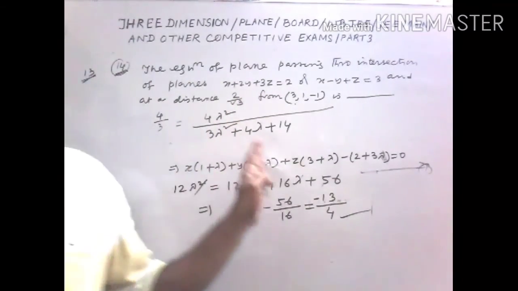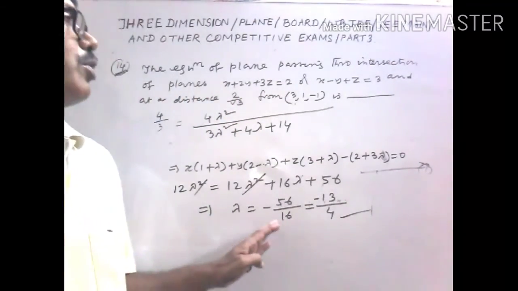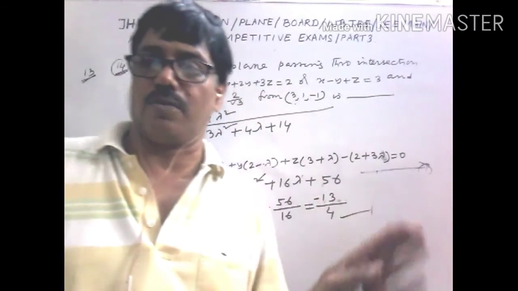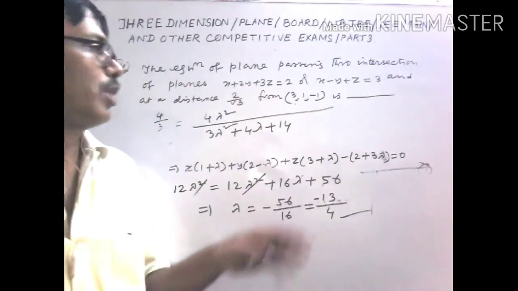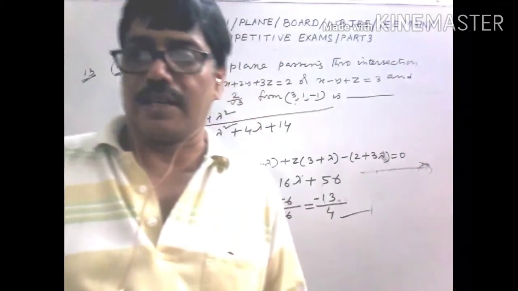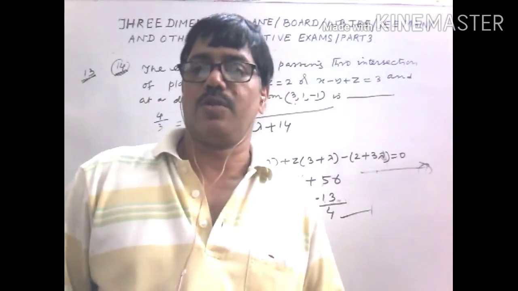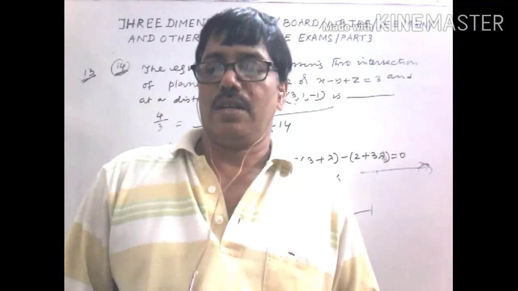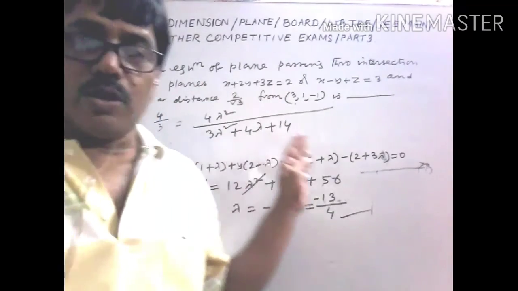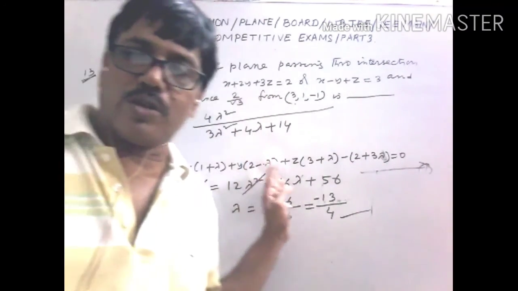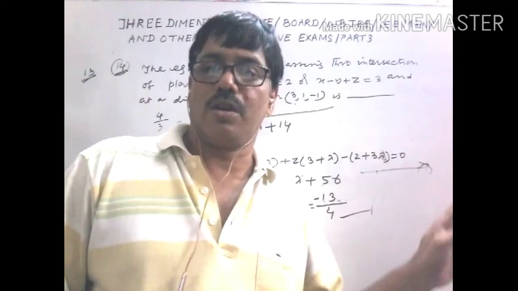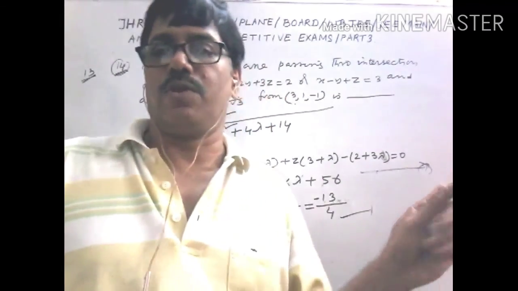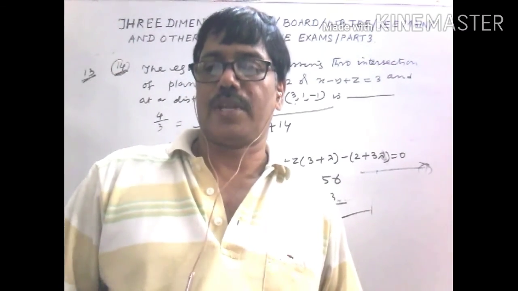So putting the value of lambda, you get the equation of the plane. So you solve the rest of the problems. If you solve these problems, I think it will be very simple to score 4 marks from 3D. And these problems are also very important for the board exam. So you try to solve the rest of the problems.